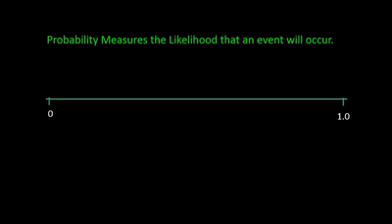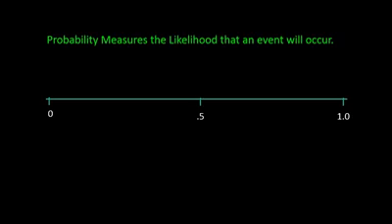Probability is a numerical measure of the likelihood that an event will occur. Probability values are always assigned on a scale of 0 to 1. A probability of 0 means that there is absolutely no chance the event will occur, and a probability of 1 means that there is a 100% chance of something occurring.